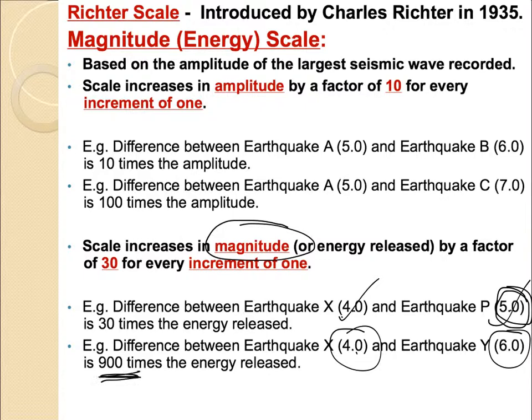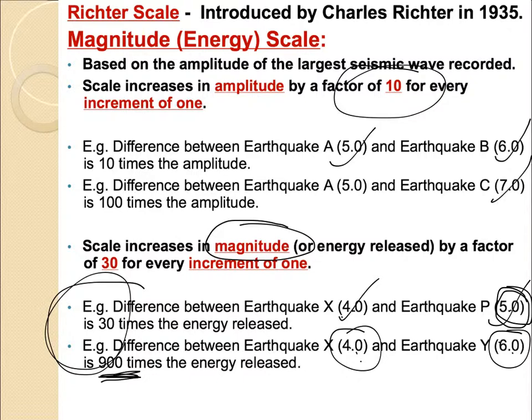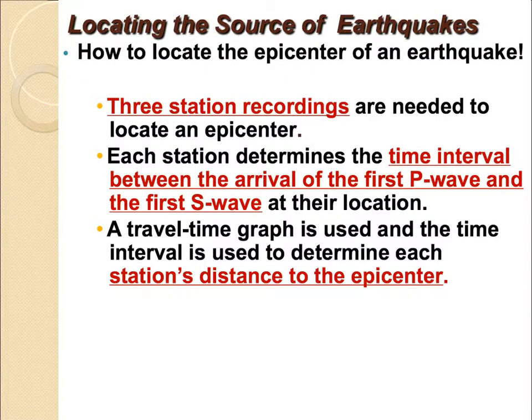That would be 900 times more energy between a 4 and a 6, because you'd have to go 30 times 30, which is 900 times. This only applies to energy and magnitude. If we're talking about the amplitude on an S wave, then we are not talking about the 30 times, we're talking about 10 times. So for example, an earthquake of 6 has 10 times more amplitude on its S wave than an earthquake that's a magnitude 5. 10 times 10 is 100, so a 7 would have 100 times more amplitude on its S wave than an earthquake of 5. In order to locate an earthquake, you're going to need an earthquake's epicenter.